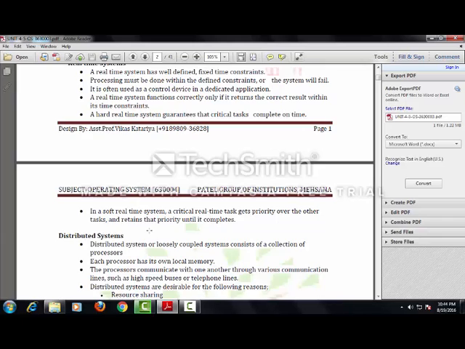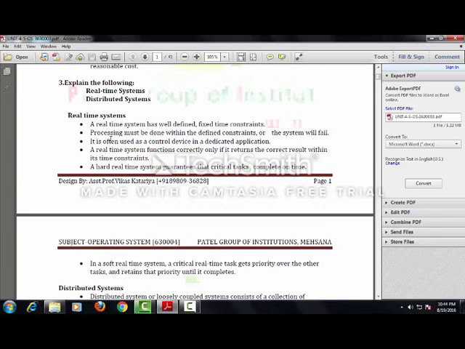right? So this is about real-time operating system based on the defined constraint. This is a very important term. The task should be done within the defined constraint, otherwise the given system will fail.